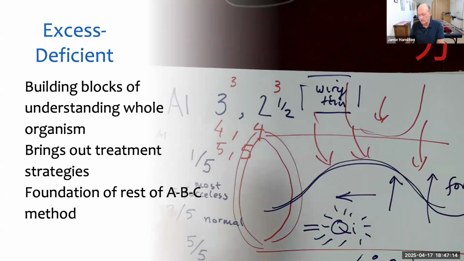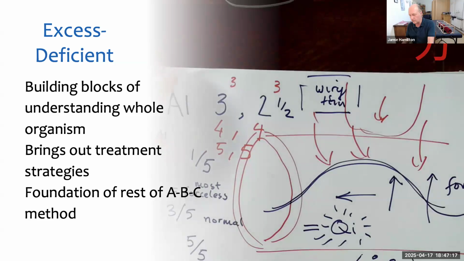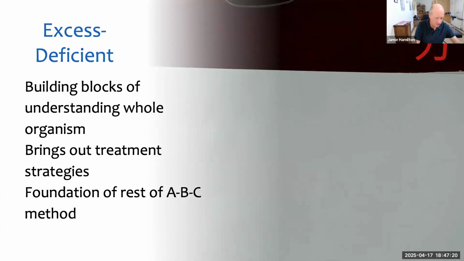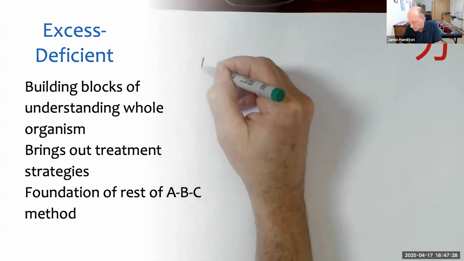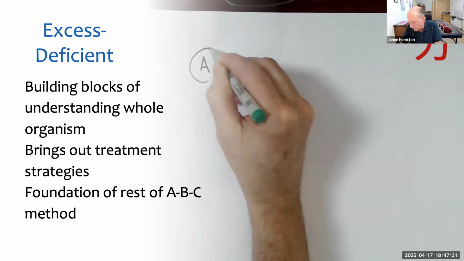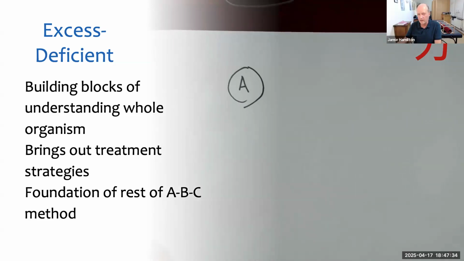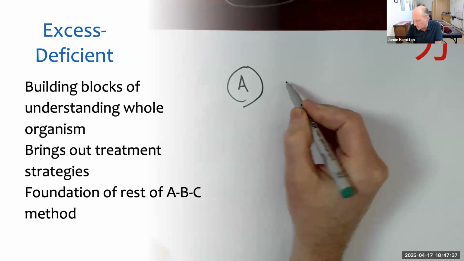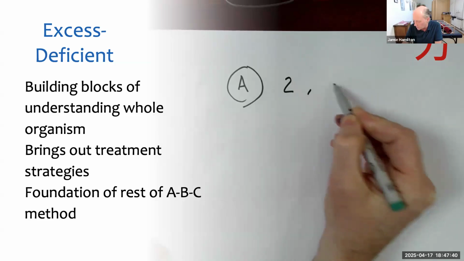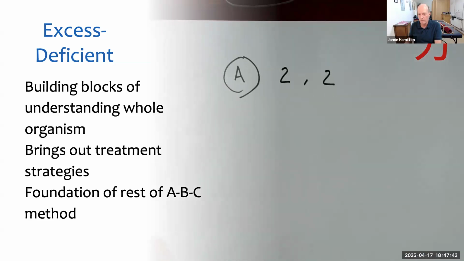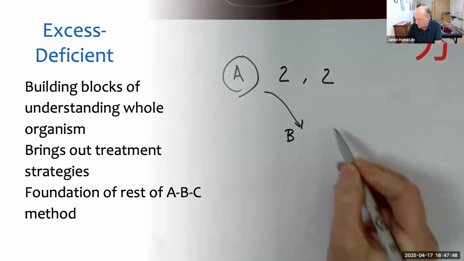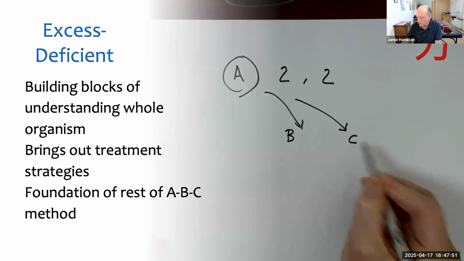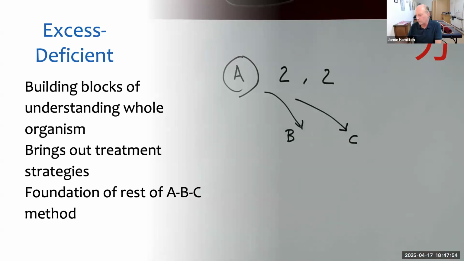Okay, so this excess and deficient reading gives you information. It's giving you a kind of steer. So let's just say out of step A, and this is very often the case, that all I get out of it is this reading of, let's say, 2 on the left, 2 on the right, a deficient finding. Well, that feeds into the rest of the method, to B and C. That just gives me the information that there is deficiency.